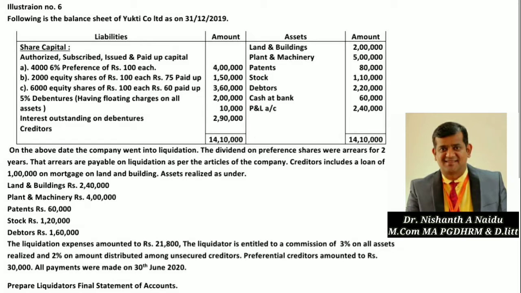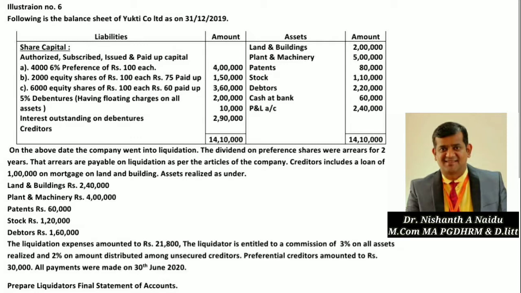4,000 6% preference shares of rupees 100 each. So 4,000 into 100, 4 lakh rupees in the amount column. Point B, 2,000 equity shares of rupees 100 each and rupees 75 paid up. That means there are 2,000 equity shares. Till now they have paid only 75 rupees, not the other 25 rupees. So you might assume that they have paid till the first call. They have not yet paid rupees 25 of the second and final call, because the company had called only till the first call. So 2,000 into 75 rupees comes to 1,50,000 rupees.